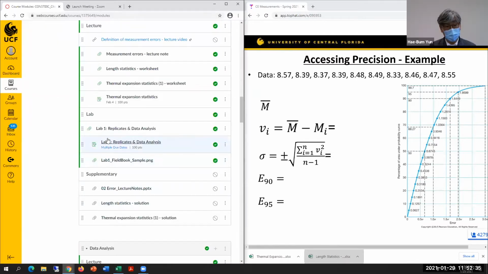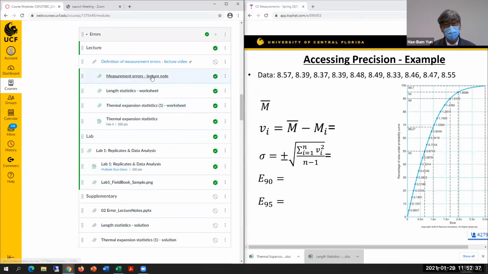So this is a module, and I posted two worksheets: the length statistics worksheet, and the thermal expansion statistics worksheet. And by the way, the second one will be the quiz. I already posted it, and it is due before next week.